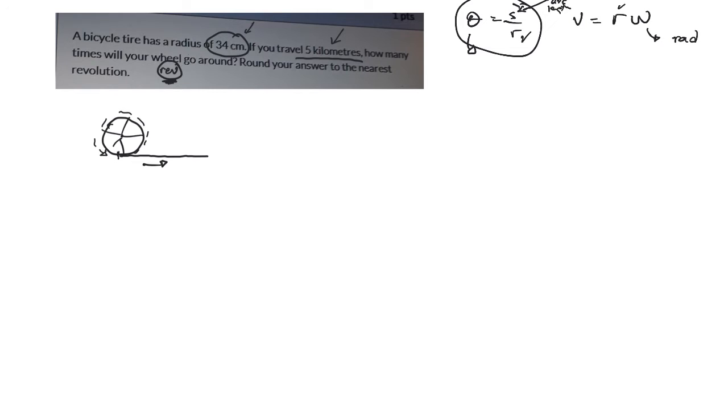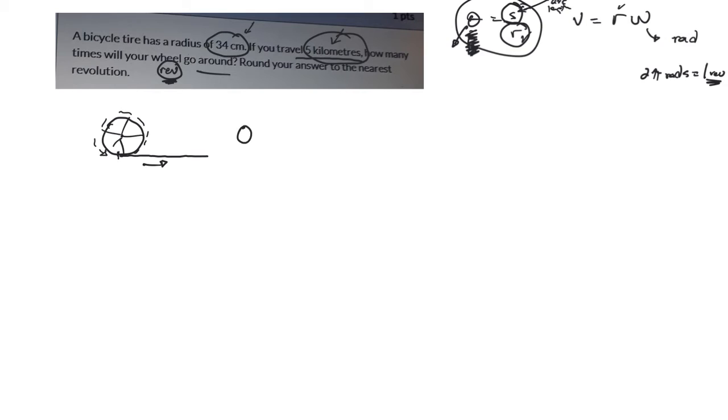So I can treat this distance as the 5 kilometers, and then the radius I have, and this will tell me how many radians were rotated. It's not degrees, it's radians, but you get the idea that it's an angle. Once I have the angle, I know that 2 pi radians is equal to 1 revolution. So then I can figure out how many times the wheel went around. It's a two-step question.